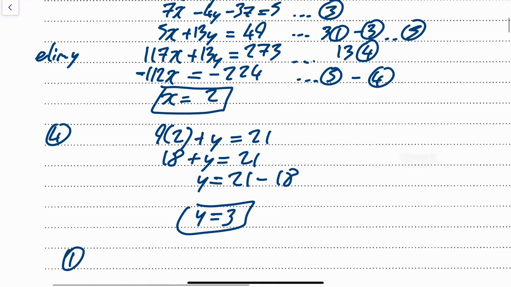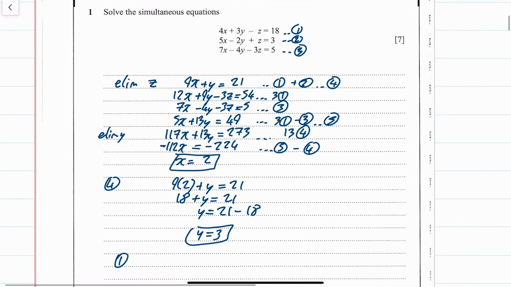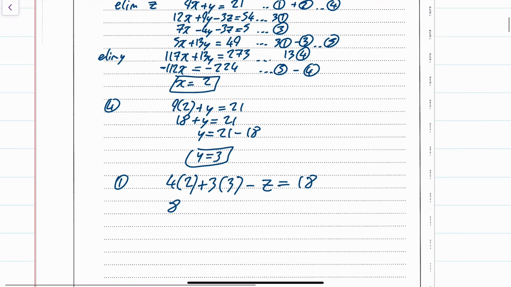Sub them back into equation 1. Where's my equation 1? It was 4x. So 4 times 2 plus 3 times y, which is 3, minus z is equal to 18. A little bit of working out, that's going to be 8 plus 9 minus 18 is equal to z. So swap my 18 and my z around. And what did that give me? That's going to give you 17 minus 18. So that's minus 1 equals z, or z is equal to minus 1.